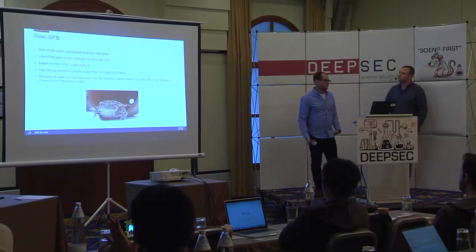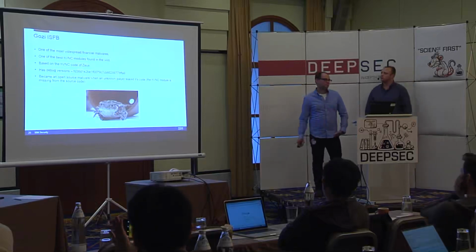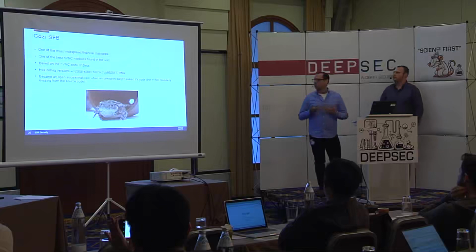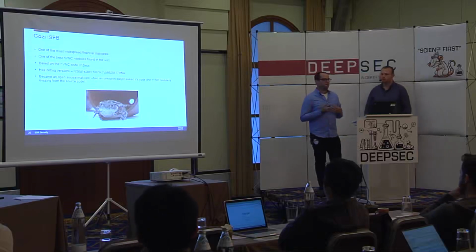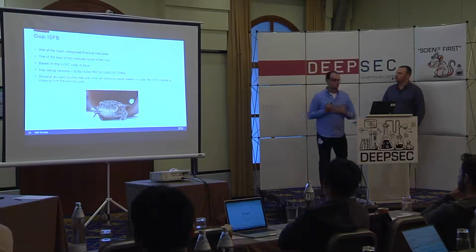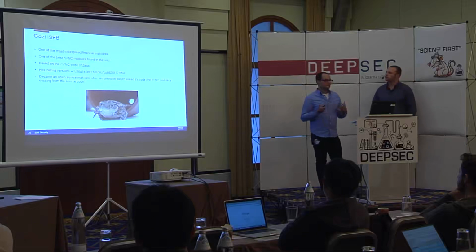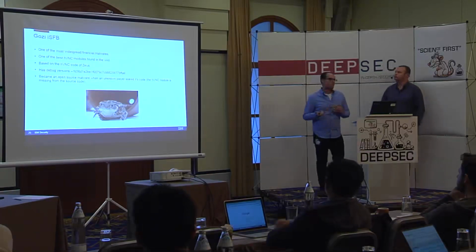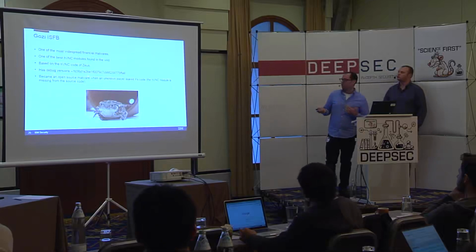GOZI was introduced around 2007, and today it's considered one of the most widespread financial malwares out there. It also has one of the best hVNC modules that can be found in the world. This is why we chose to present this module and not others. In general, it's based on the hVNC source code of Zeus, but it's heavily modified, and they changed and upgraded many things.